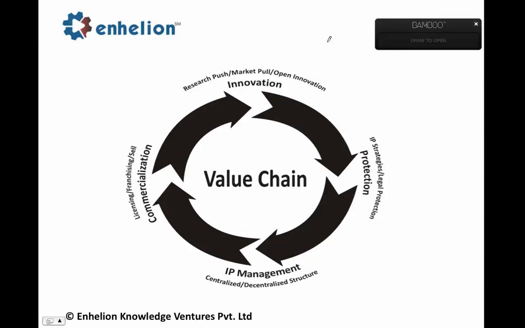Now, in this presentation, we will be discussing the innovation stage, which is here on top. In the innovation stage, an enterprise invents, develops, modifies, acquires, outsources and collaborates to create and increase its IP portfolio.